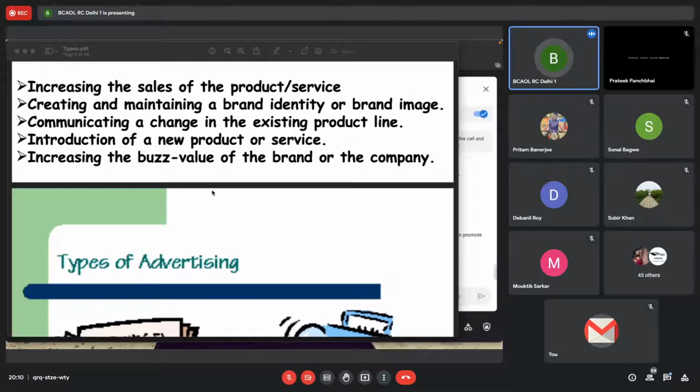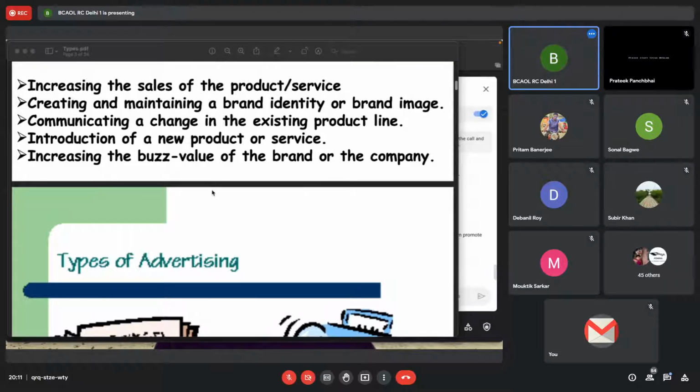So advertisement lets people know all these things. They let you know all the features about the product. They let you know that I'm the new player in the market. There can be alternate uses of the product like that. So these are all objectives of your advertising.